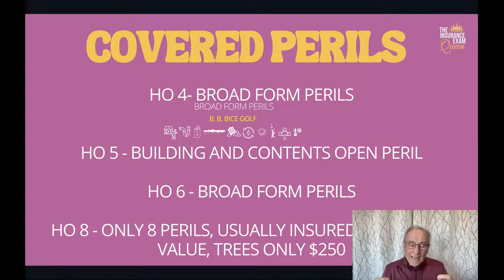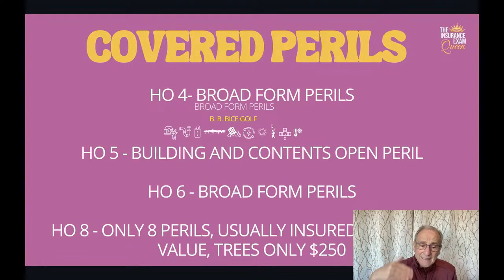And the HO8 is sold on market value, what you can sell it for. It only has 8 perils. And the value on trees is only $250. There's not many questions on the HO8. I would just try to remember it this way. It's really got the least perils coverage, and your trees are only covered for $250. But we don't sell very many of them, okay? And they're not very often on the test, okay? Let me move on.